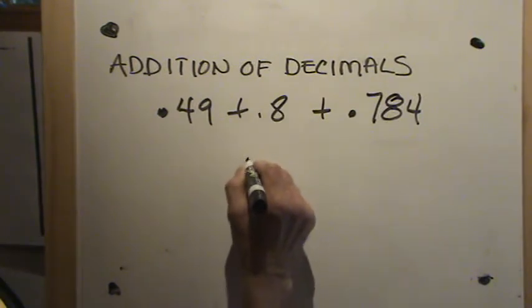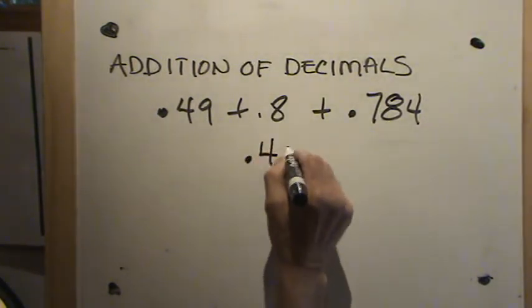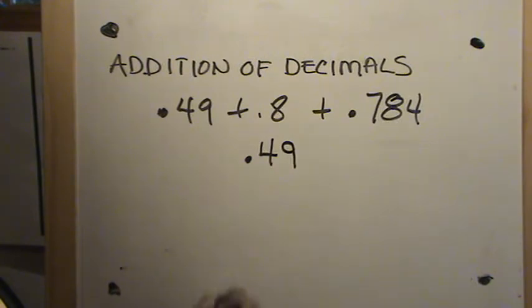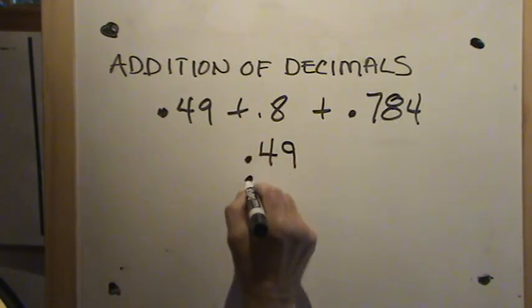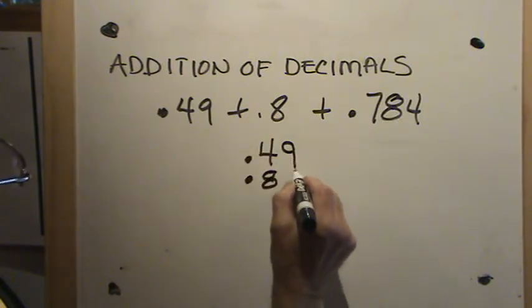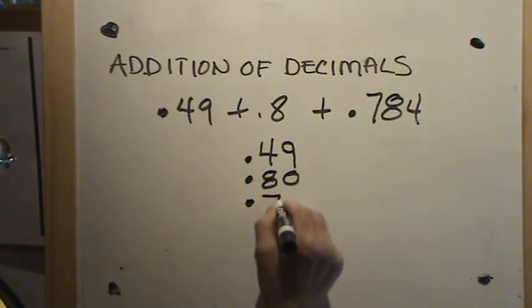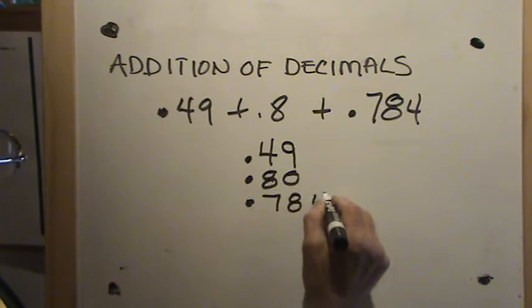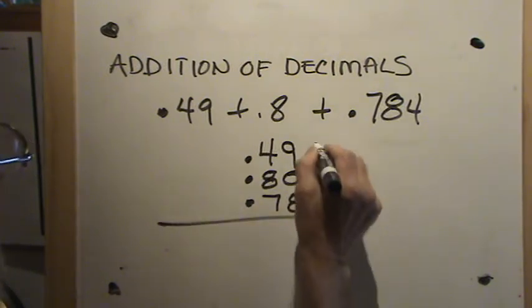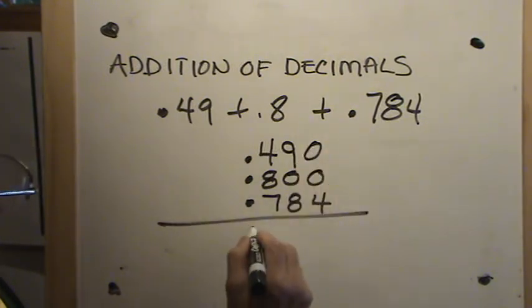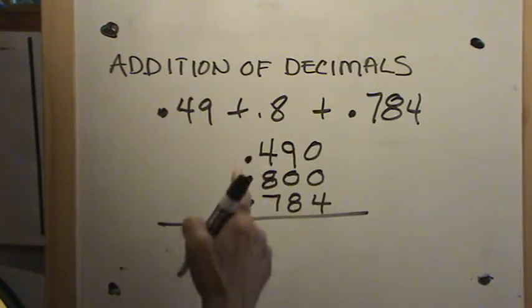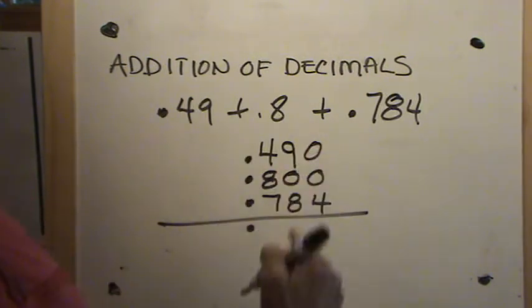We're going to rewrite the problem, lining up the decimals. So we have 49 hundredths, and we have 8 tenths. So I'm going to put the 8 there. I'm going to put a 0 in as a placeholder. And then I have 784 thousandths. And I'm going to put some 0 placeholders there. And I'm going to put my decimal point here, because I know that's what's going to go. And now I'm going to add.